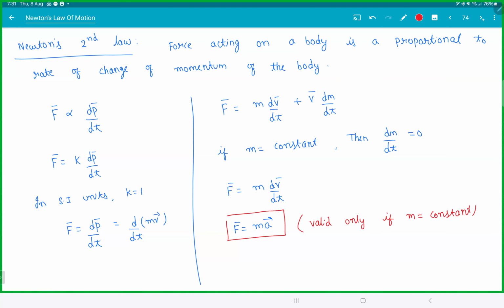But still, in most of the cases, m doesn't change. We will see when m changes also. This is a good formula. If they ask you what is Newton's second law, you write this, proportional to dp by dt. Because if I do in CGS units, k won't be 1. Have a look at this.